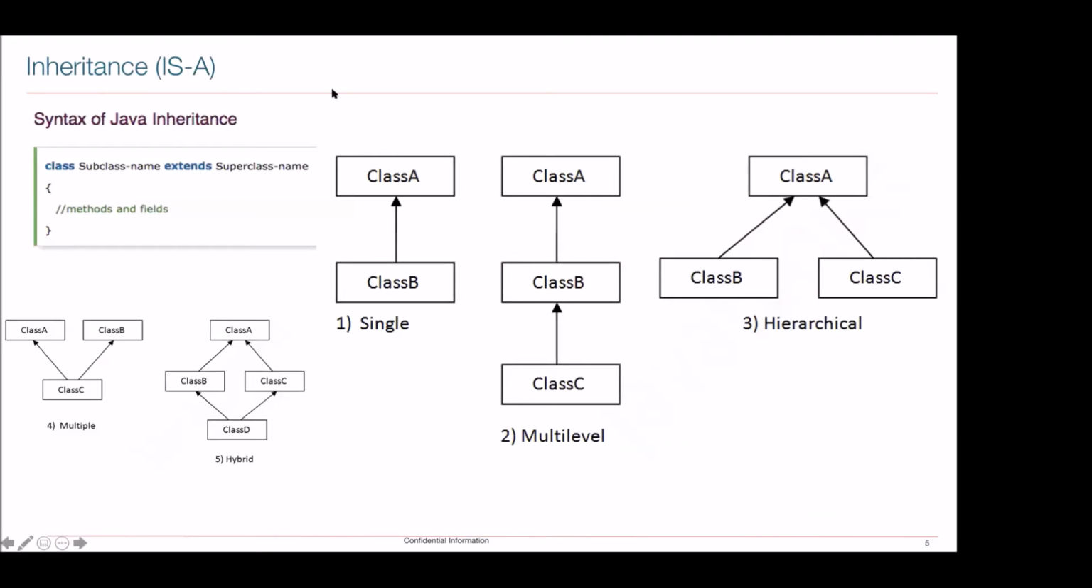Now, second is a relationship, that is inheritance. So here we have three kinds of inheritance in Java. First is single inheritance, that is from class B, we can have a class A. Then you have multi-level inheritance, that is from class C, you can have class B and class A.